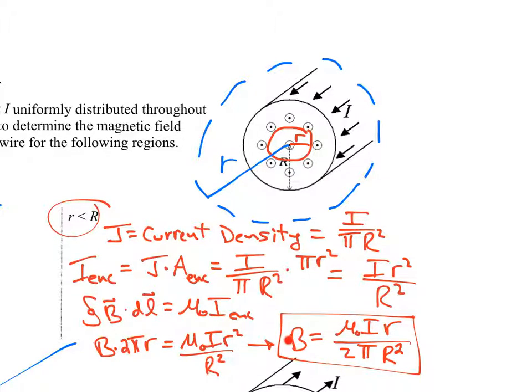The magnetic field is still linear as you move out from the center. So the most complex part of this one was the current density part, finding out how much of your current is enclosed there. All right, let's move on.